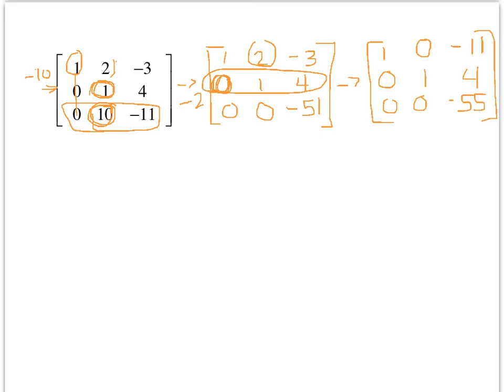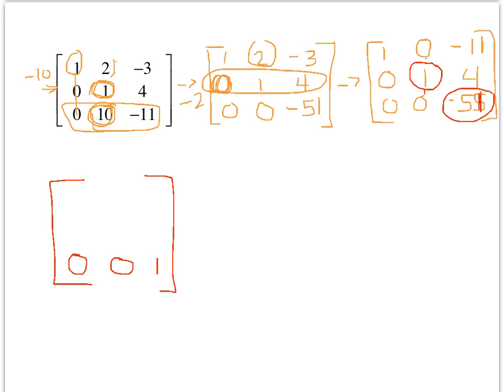So this is great. This 1 is now a pivot because it is the only non-zero number in this column. So now the last step is to get this to be a 1. Well, that's pretty easy because all we'd have to do is divide it by negative 55, I'm sorry, it should be negative 51. I copied that wrong. So I'm going to divide that by negative 51, and then I get a 1 there. So that's what we want.